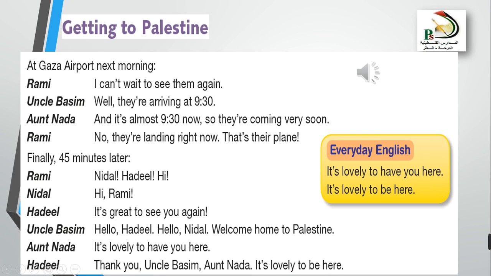This is the second part of our lesson. At Gaza Airport next morning. I can't wait to see them again. Well, they're arriving at 9:30. And it's almost 9:30 now, so they're coming very soon. No, they're landing right now. That's their plane. Finally, 45 minutes later.